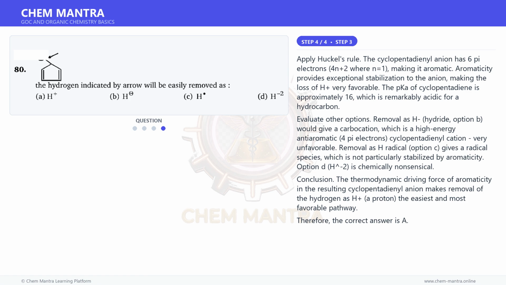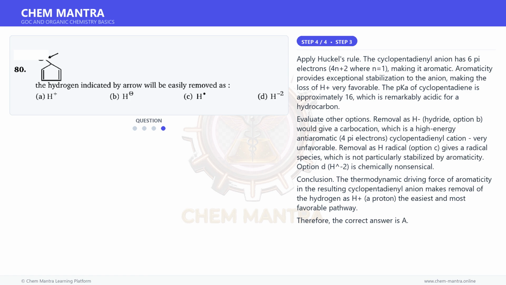Evaluate other options. Removal as H hydride, option B, would give a carbocation, which is a high-energy anti-aromatic, 4 pi electrons, cyclopentadienyl cation, very unfavorable. Removal as H radical, option C, gives a radical species, which is not particularly stabilized by aromaticity. Option D, H2, is chemically nonsensical.